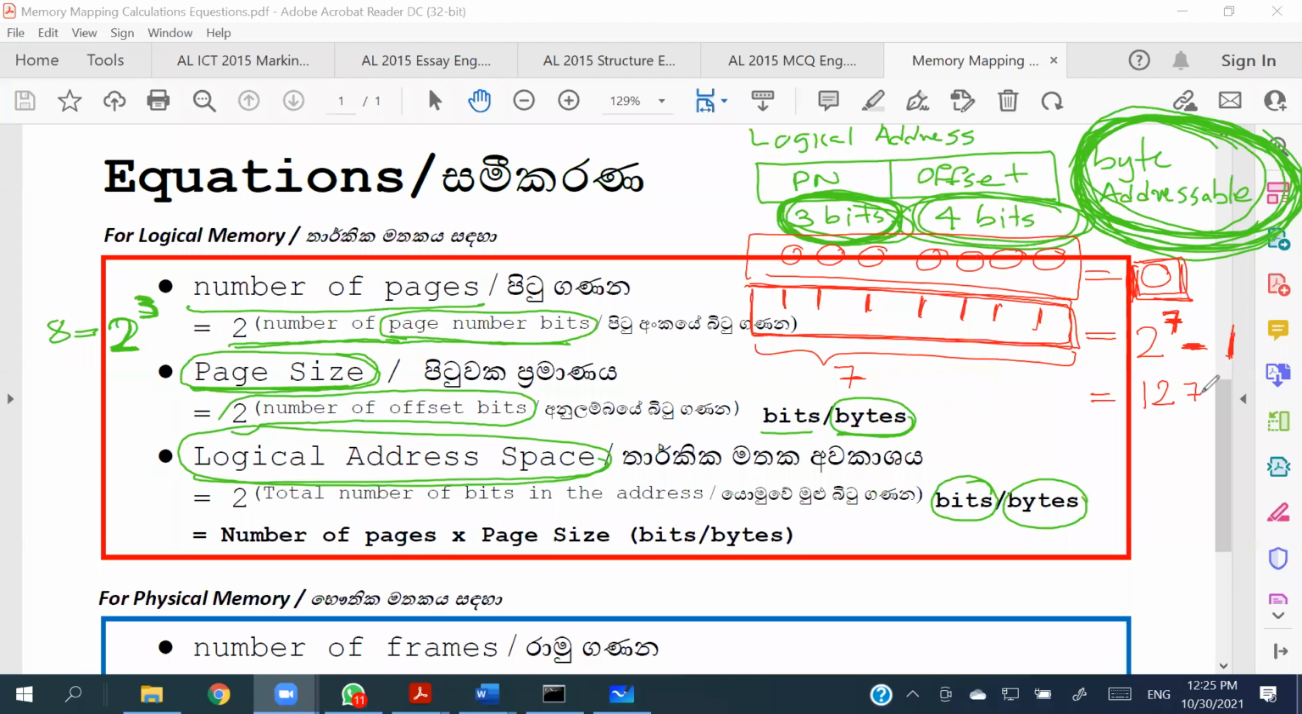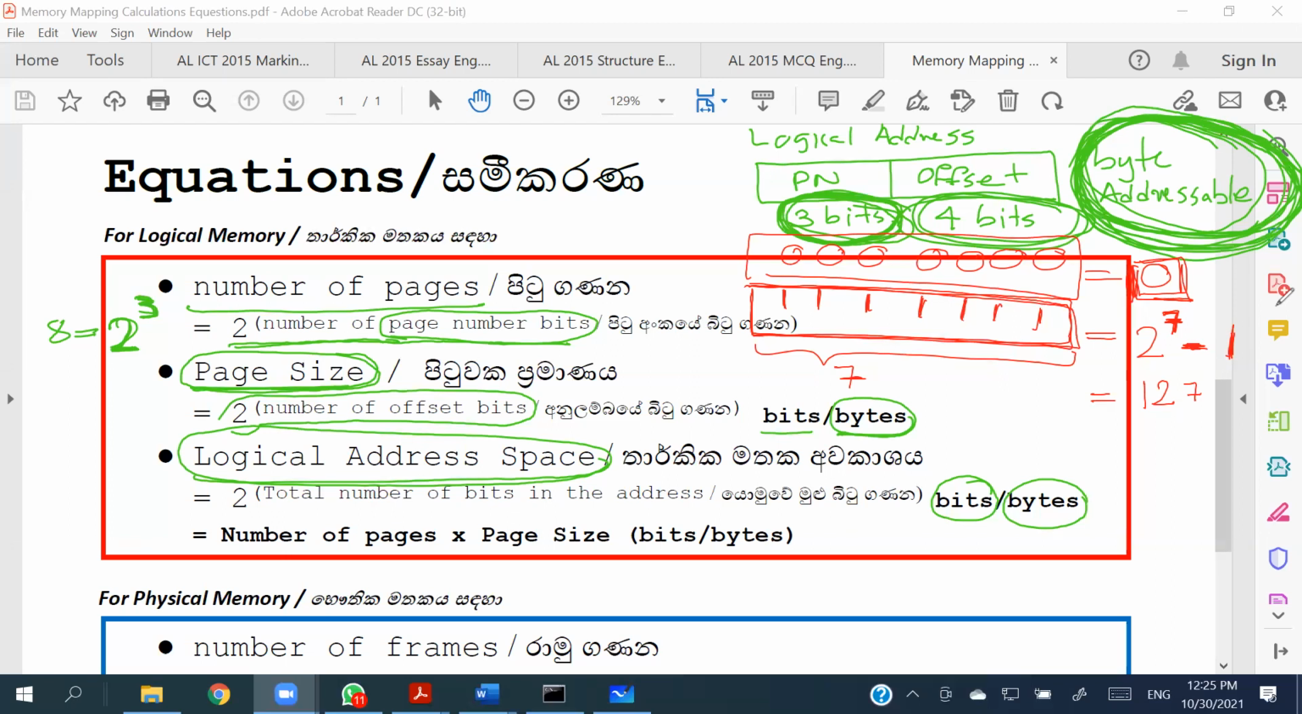Osanda, it is not 2^7 minus 4. It's 2^7 minus 1. Right? Not 4. Is that clear, everyone? How the calculation is done? Okay, great. Let's do another one.